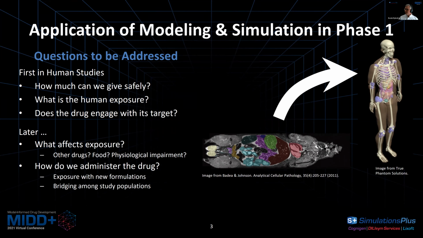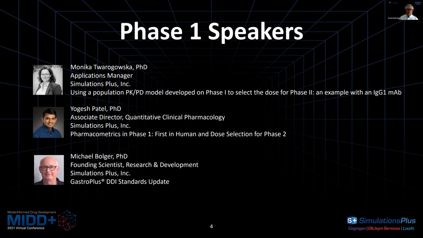Luckily, we have a number of speakers today who are going to address all of those things. We're going to start off with Monika Trarogovska, and I hope I said that more or less right, who is Applications Manager with Simulations Plus. She works in our Lixoft division in Paris, primarily responsible for helping expand the use of Monolix and developing new functionality there. She'll talk about using a population PK/PD model developed in phase 1 to select a dose for phase 2, with a specific example, which is increasingly common, of a monoclonal antibody.